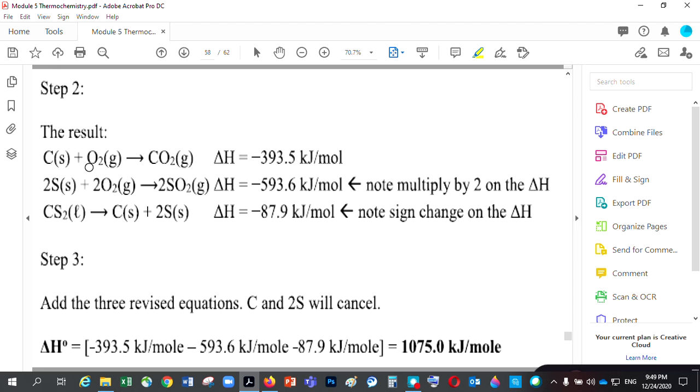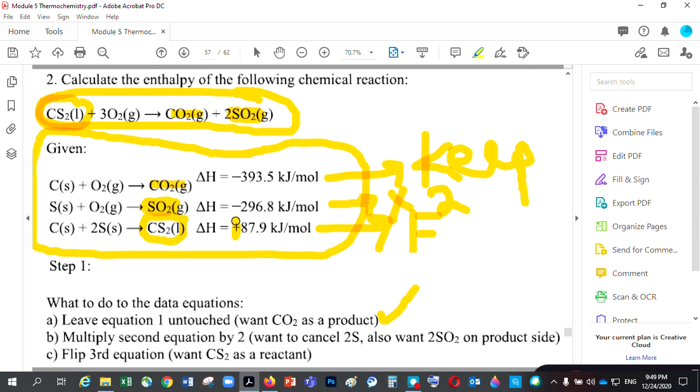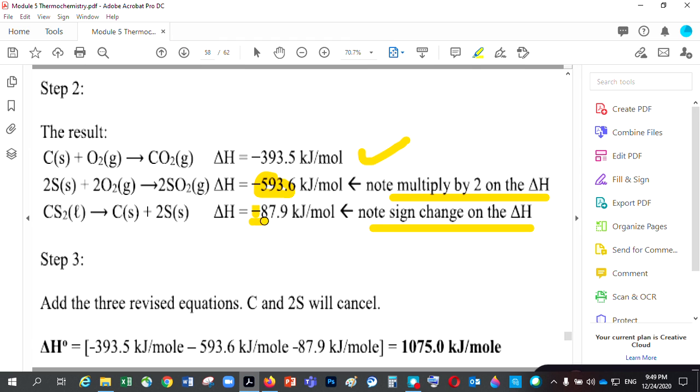And then by doing this, let's look. Very good. The first one, we kept it as is. We multiply the second by 2, correct? This one as is, this one multiplied by 2, and this one, flip. This one, we change the value here. If you look up, the value was plus for the third equation. Now it is negative. Then add all those steps here, minus 393, minus 593, plus 87 point something, and you add all those up together, correct? The carbon and the sulfur, they cancel themselves out, the carbon with the carbon, and the sulfur with the sulfur, and our reaction will just remain as is. So you add them up and you get 1,075 kilojoules per mole.